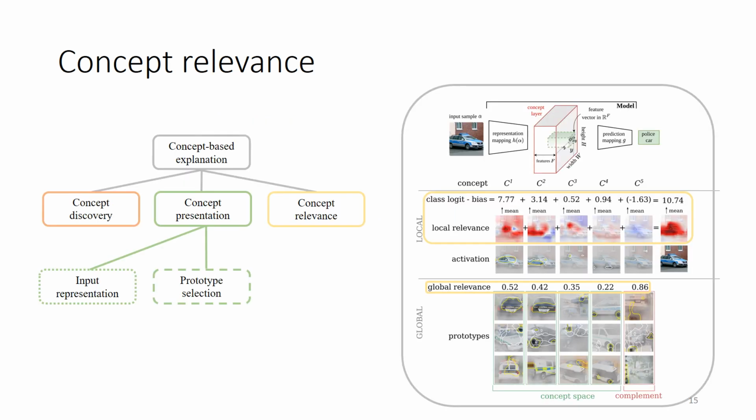The third element of concept XAI methods are concept relevance scores that quantify the contribution of each concept towards the prediction of a specific instance. Additionally, we can find concept relevance scores on a global model level.